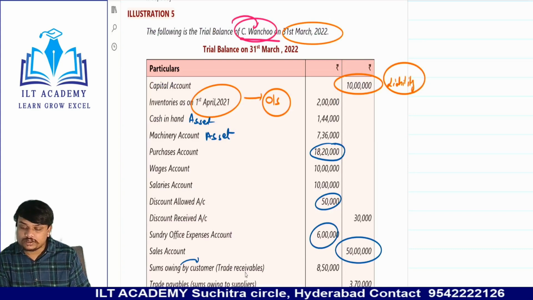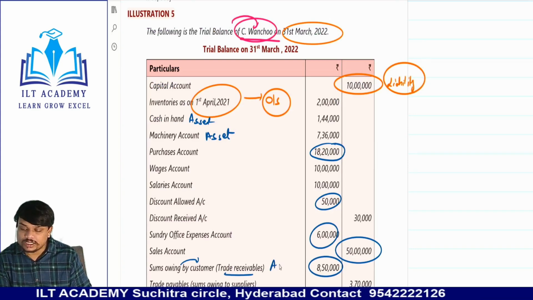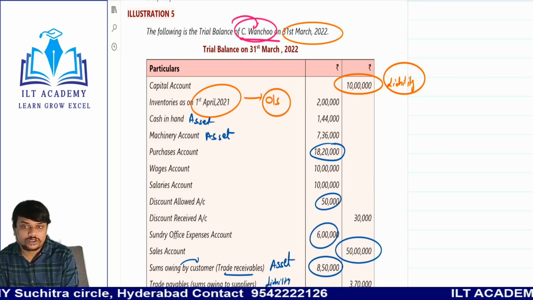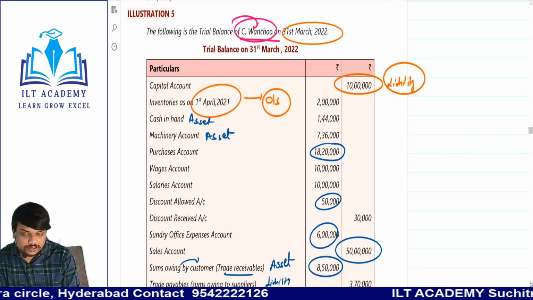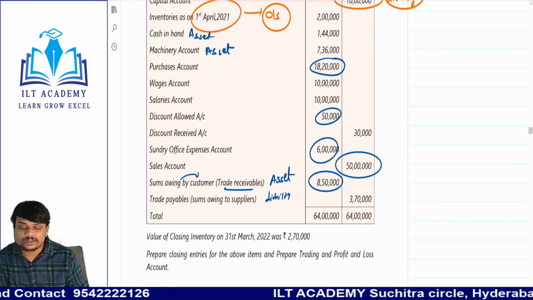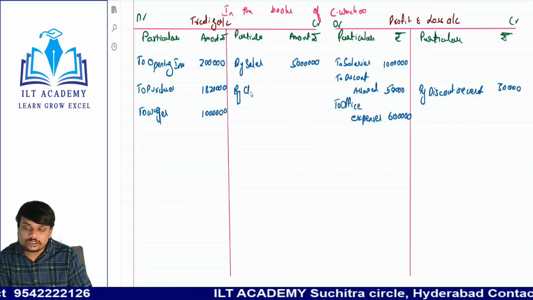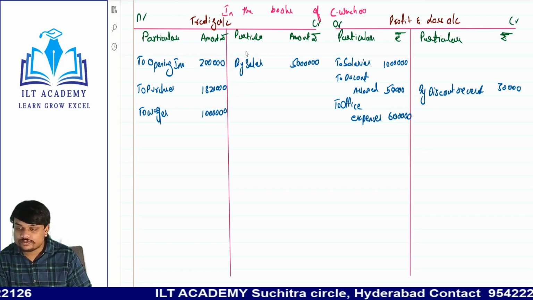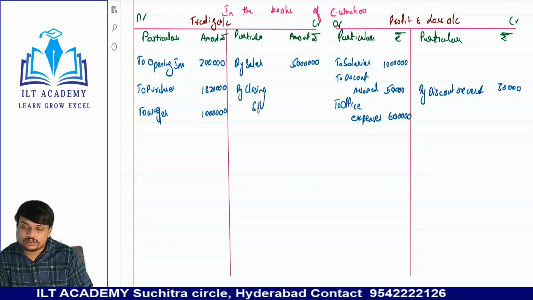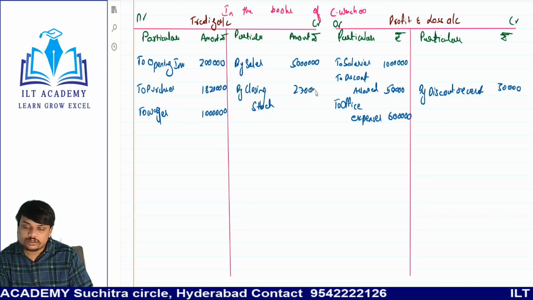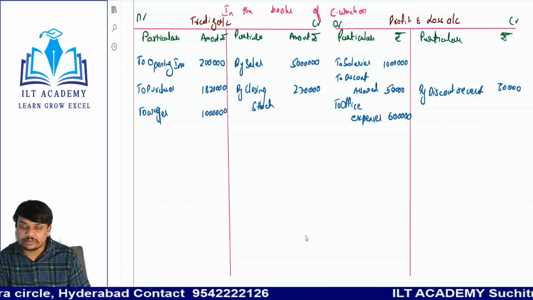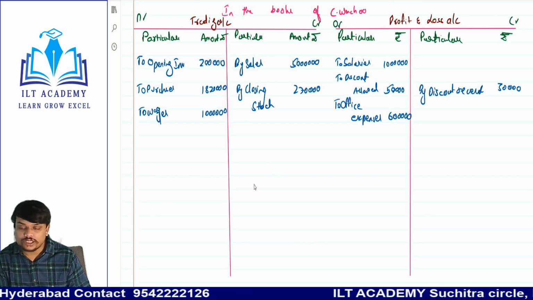Sum owing by customers, that is trade receivables, 8,50,000. This is an asset. Trade payables is a liability. So till here we did. Now there is one adjustment, I think, that is also closing stock. Closing stock is 2,70,000. Now we will be doing the prepare closing entries, however, we can do the account first.